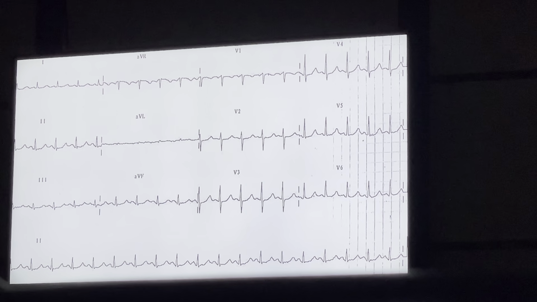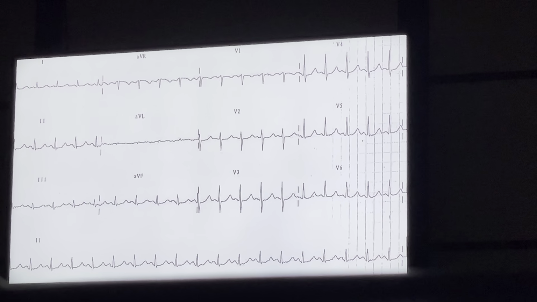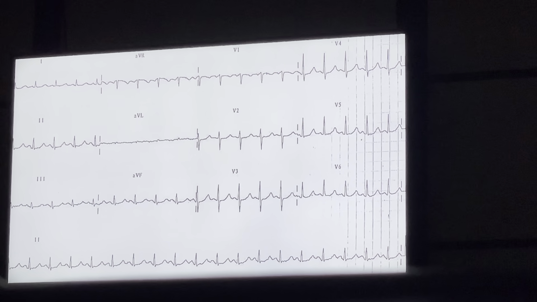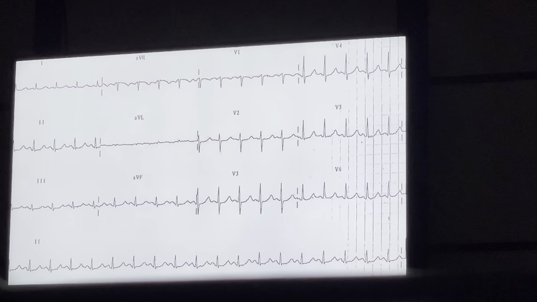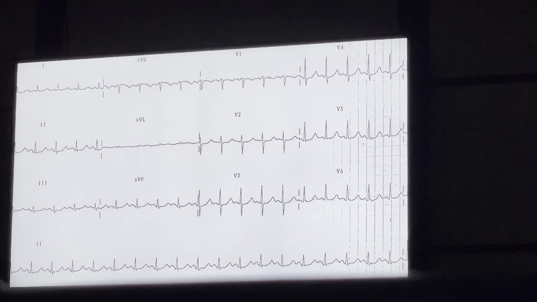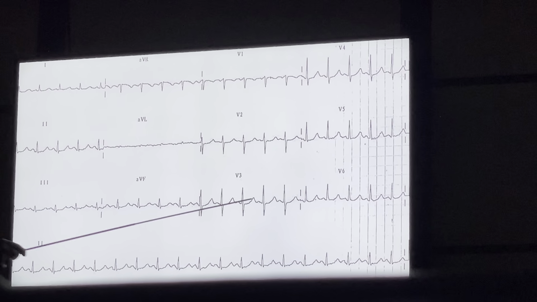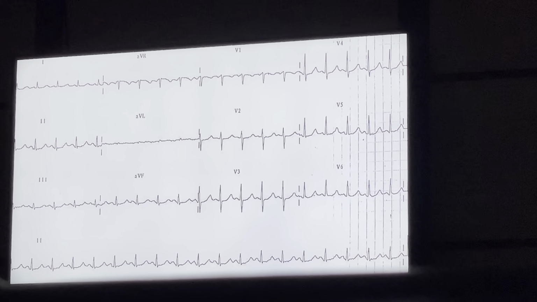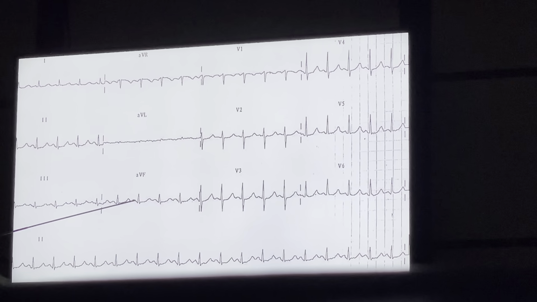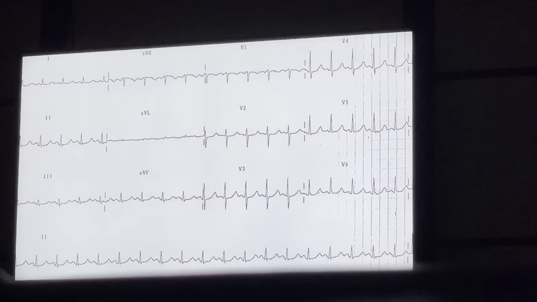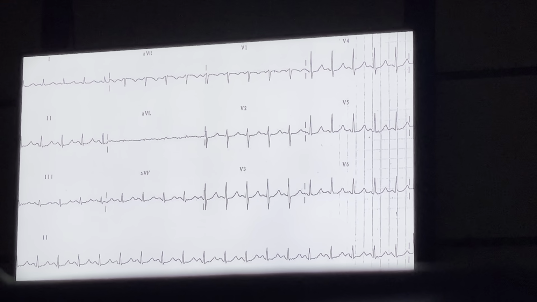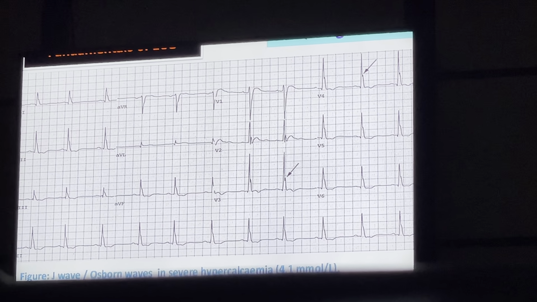What is this? This is the long QT interval. You see, this is the camel hump there, and the QT interval is prolonged. So when there is a camel hump, just see whether this is P wave or this is U wave. So here in this case, this is the P wave. Next. So what is this?